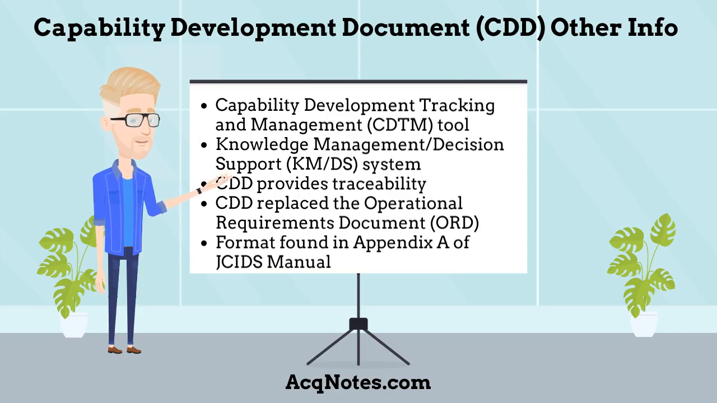Other information pertaining to the Capability Development Document include: the Capability Development Tracking and Management tool is used to generate the CDD and submit it to the Knowledge Management and Decision Support System. The CDD provides traceability to previously approved requirement documents, key performance parameters, key system attributes, DOTMLPF-P analysis, and life cycle cost estimates. The CDD replaced the operational requirements document that was used under the old requirements generation system.